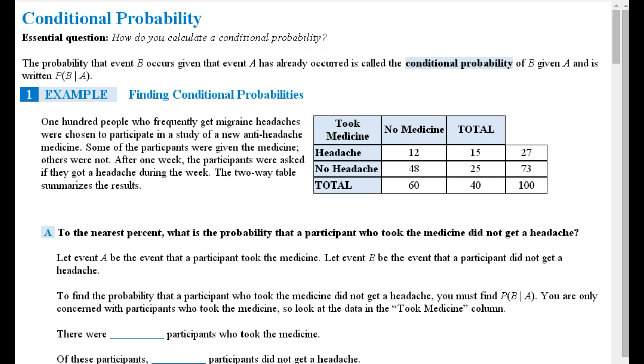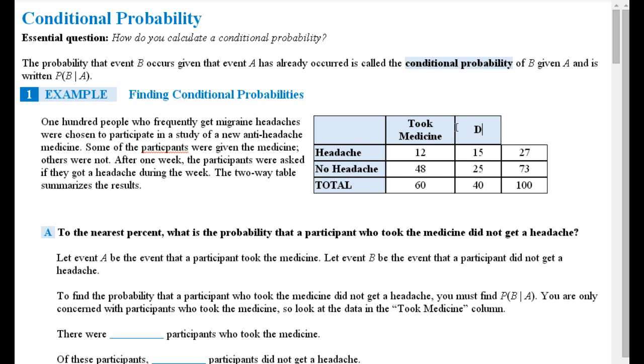I'm going to actually just write here, took medicine. I'm going to delete this guy right here. I think I can delete that. And this is did not take medicine. All right. And that would be the total over there. I'm not going to rebuild the table, but that's pretty much what it's going to say.